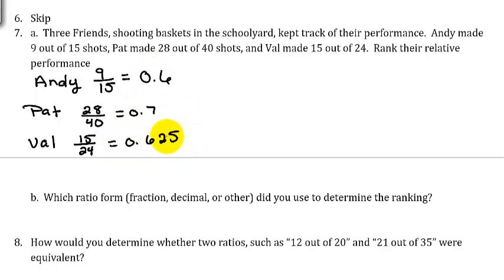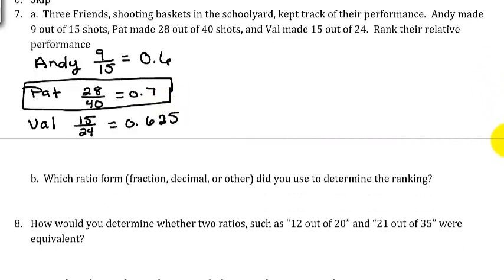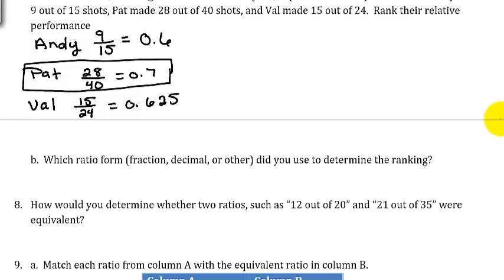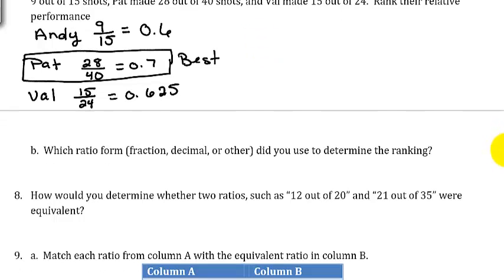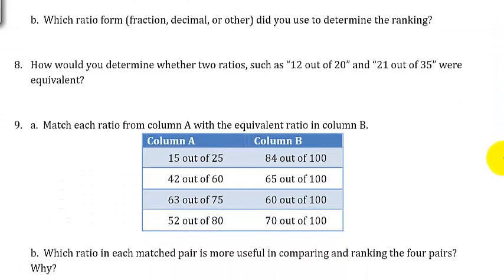So now when we look at the decimal representation, it's easy to tell who did best, and that was Pat. He has the highest decimal number as his ratio of shots made out of total shots, and so he did the best. Which ratio form, fraction, decimal, or other, did we use to determine the ranking? We used the decimal.